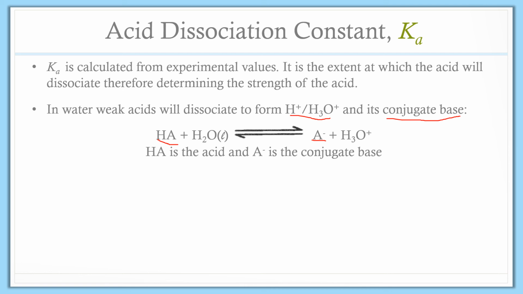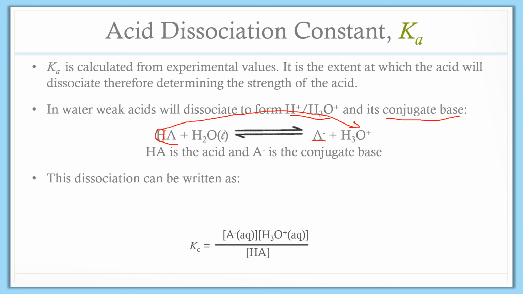And when they're in water, they dissociate. So HA plus water is in equilibrium with its conjugate base, A minus, and hydronium, because the hydrogen left the acid and went over here to the hydronium. Okay. So this dissociation can be written like this. K sub C, for now, is equal to concentration of the conjugate base times the concentration of hydronium, that's the products here, over the concentration of the acid.